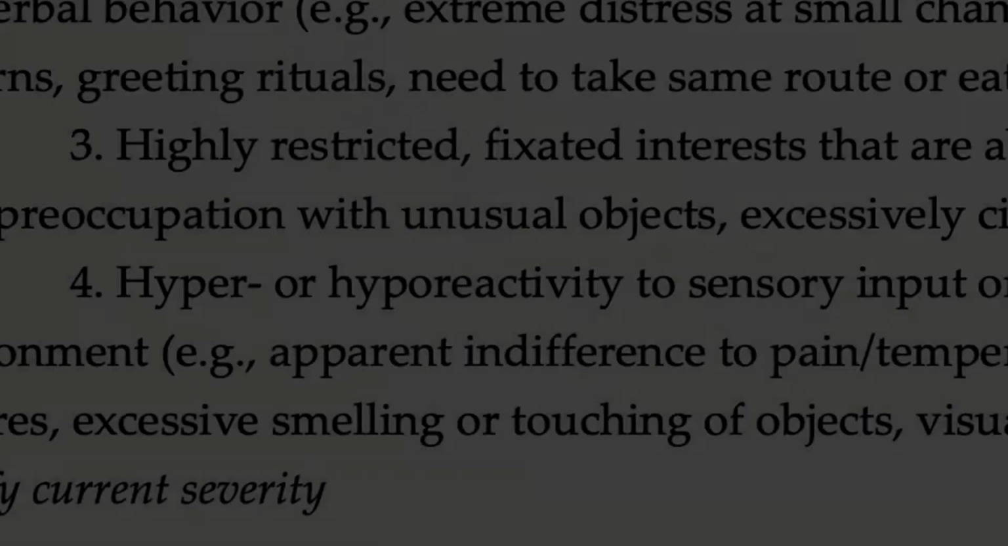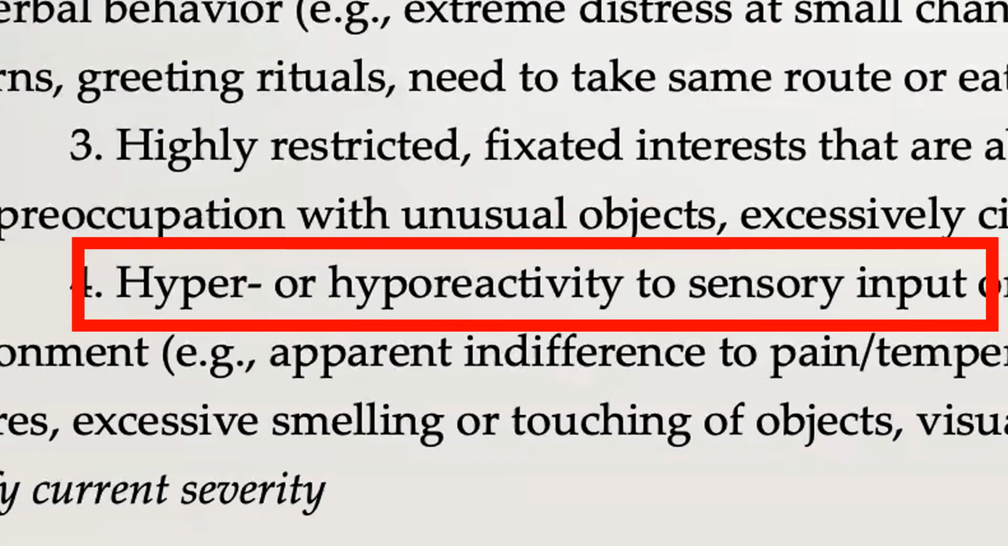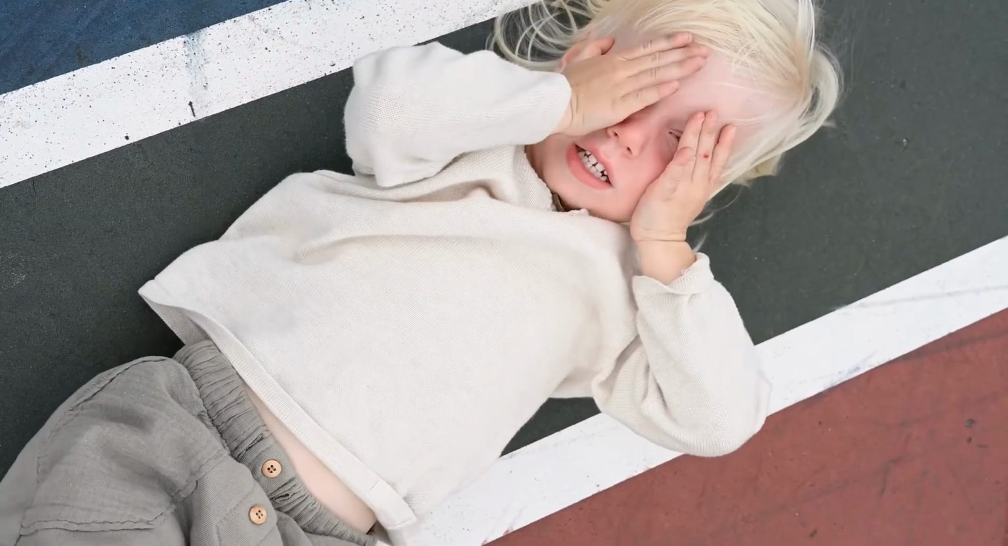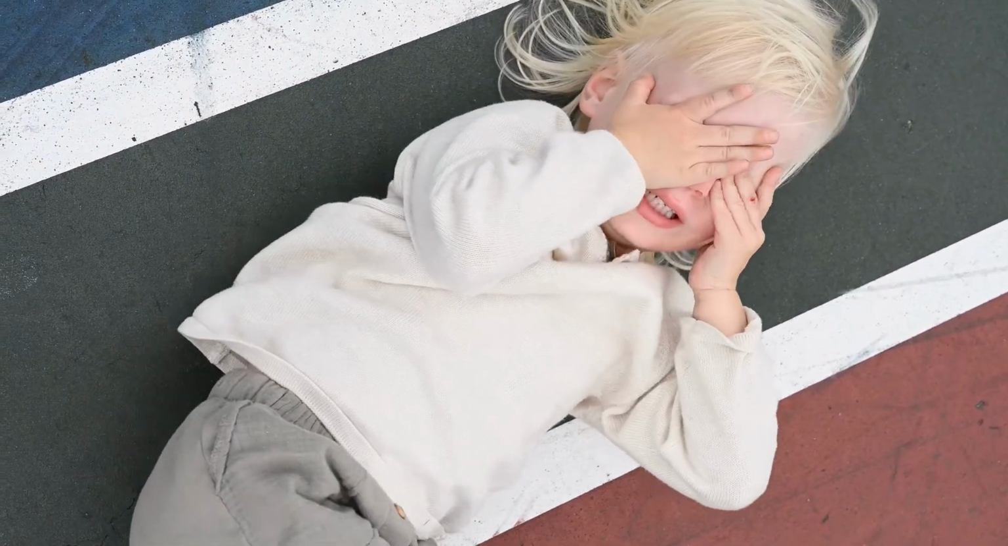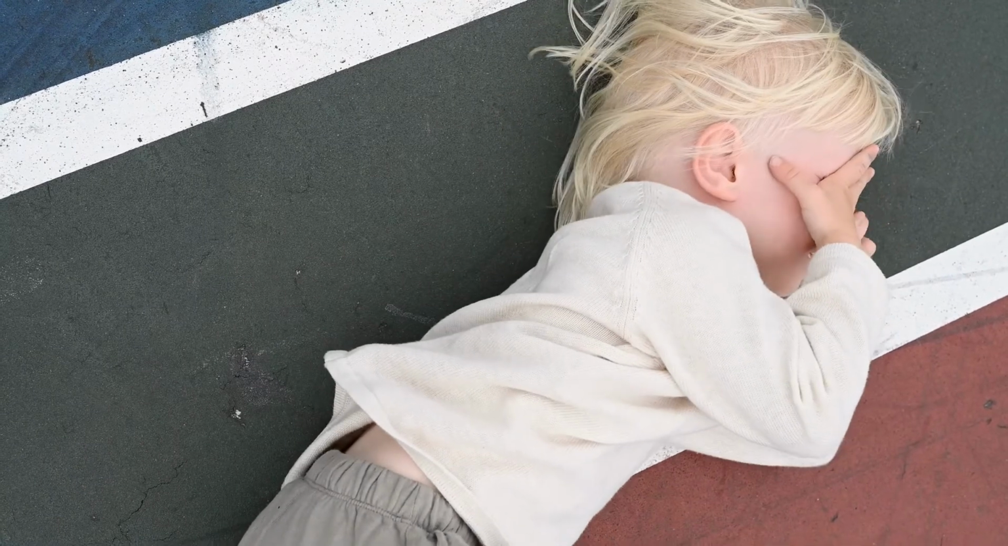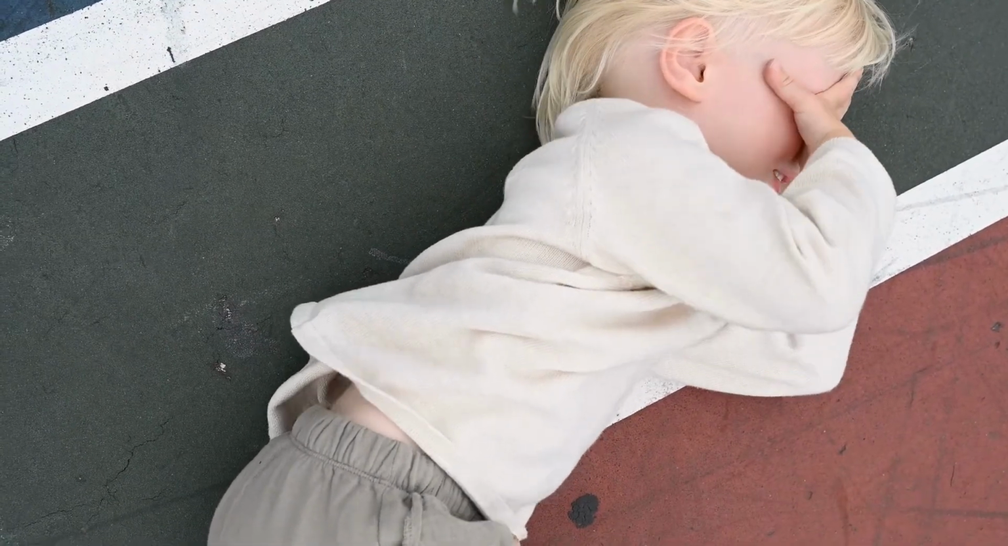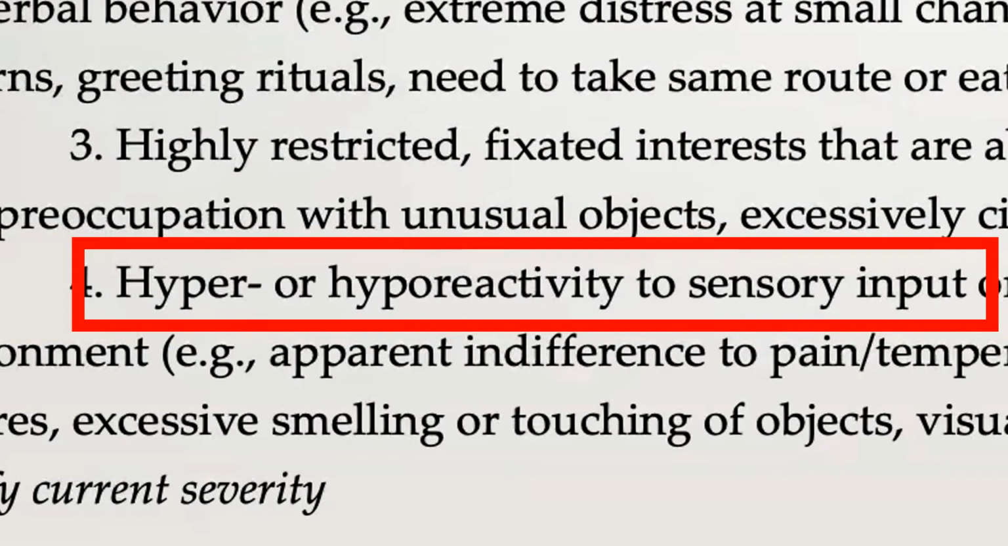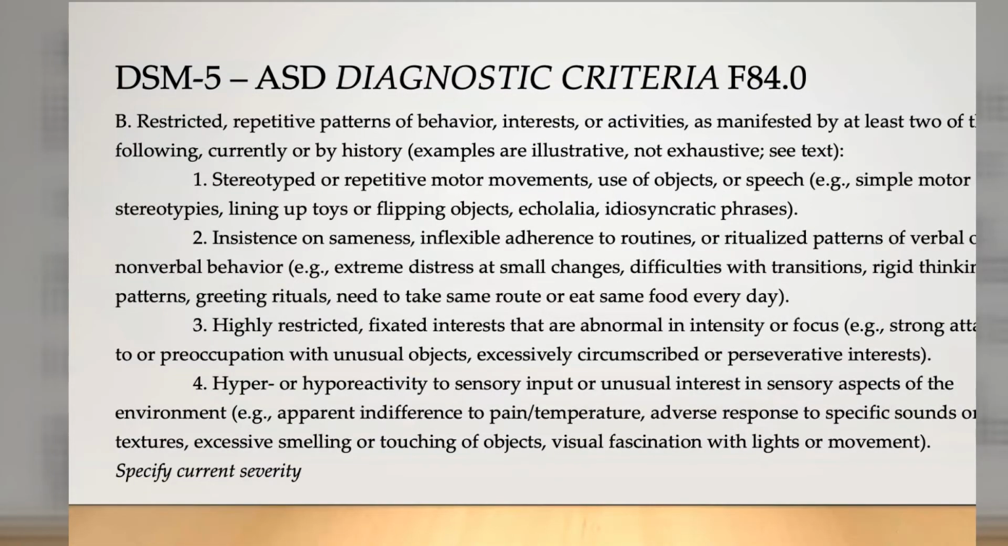Now, hyper- or hypo-reactivity to sensory input, where a child for some reason has a trigger and boom, they're way up. It might be physical sensory. It could be the lights in the room. You can also have hypo-reactivity, like a loud noise, and they don't even really pay attention to it. So you can have it in either direction. So usually we'll see two of these, along with the first criteria A requirement.